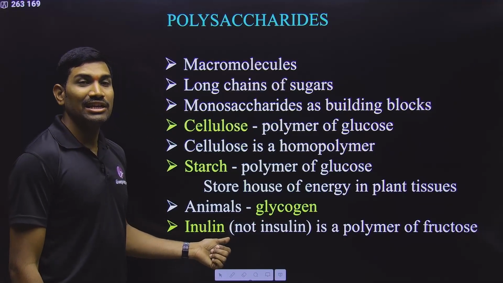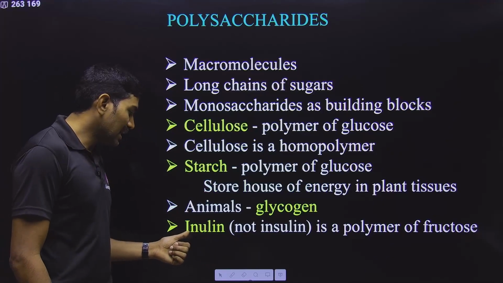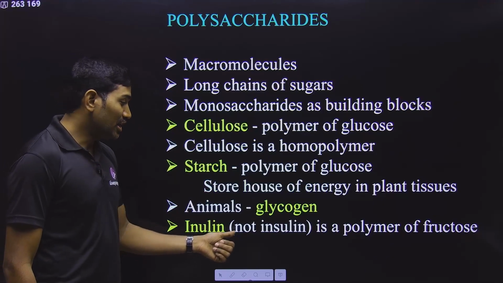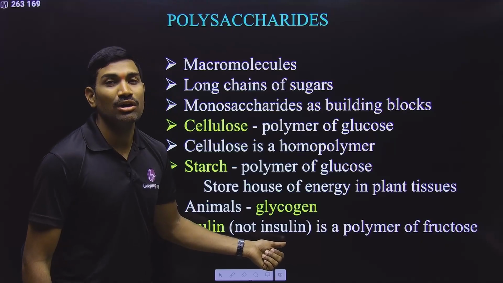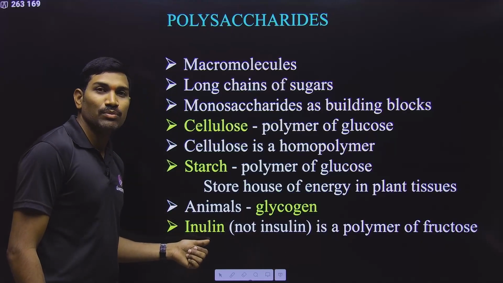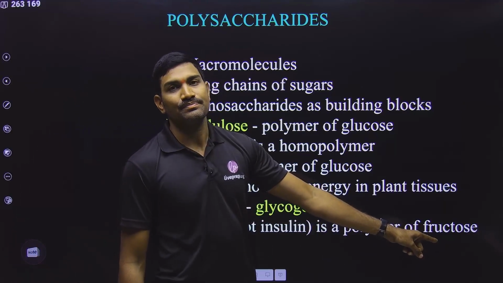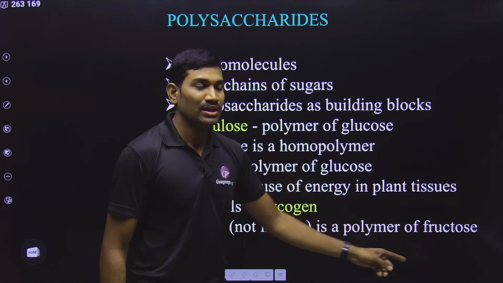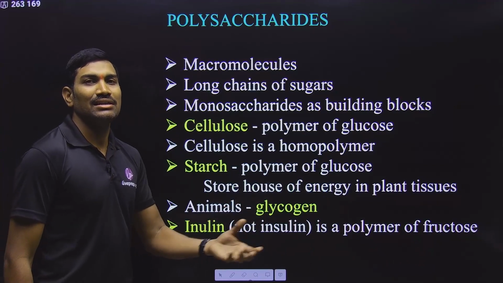Next one is regarding the inulin. Spelling is very, very important. It is INULIN, inulin. It is not insulin. Insulin is a protein which is acting as a hormone. But inulin is not a protein. Inulin is a polysaccharide and it is made up of fructose, and it is a storage polysaccharide in some tubers like dahlia.